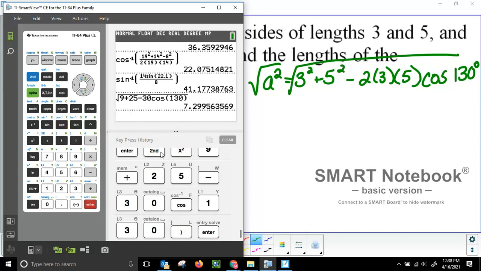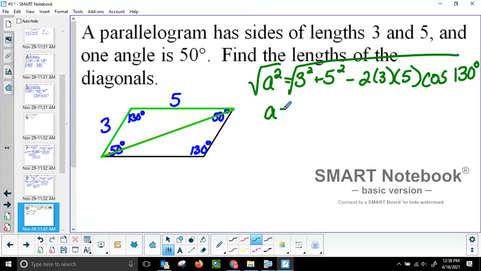And we get 7.2295, so rounded to 3 decimal places, that's 7.300. All right, awesome. So now we want to find this other diagonal.